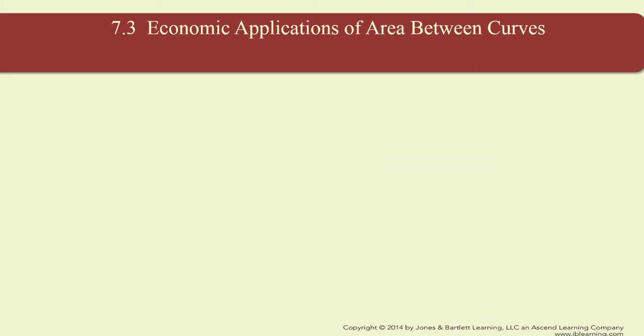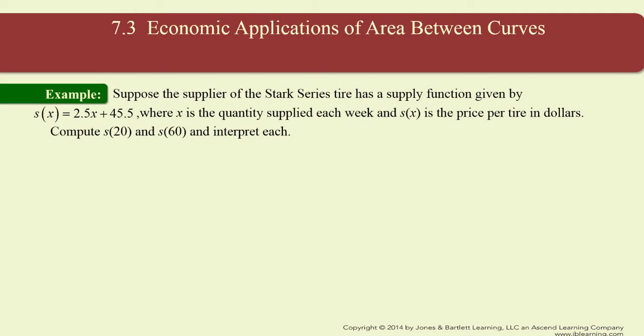So let's make sure we understand the supply side of things. Still dealing with the same tire example, let's say the supplier of the Stark Series tire has a supply function given by S of x equals 2.5x plus 45.5, where x is the quantity supplied each week, and S of x is the price per tire in dollars. Let's compute S of 20 and S of 60, and interpret each. Write it down if you need to, because I'm heading off to the chalkboard to work through this example.